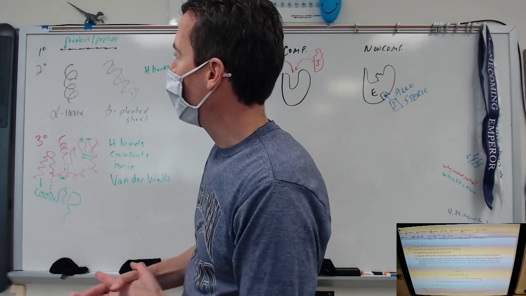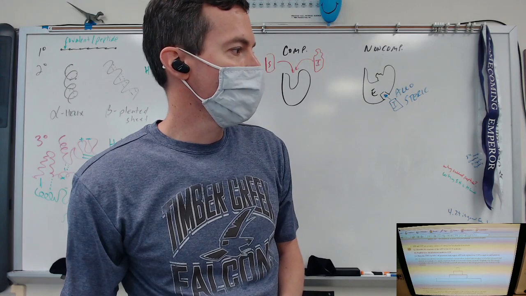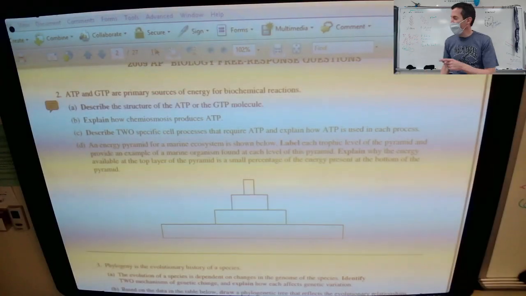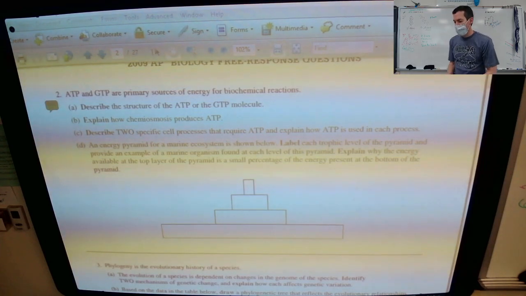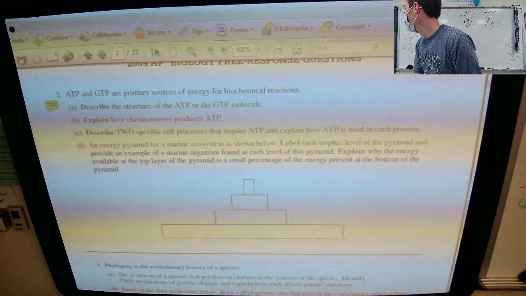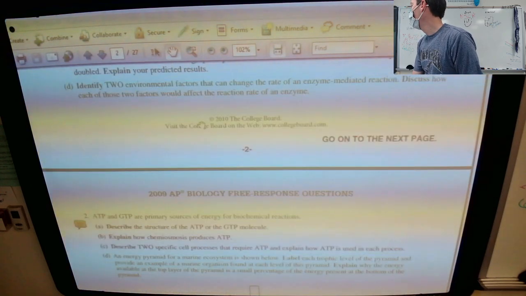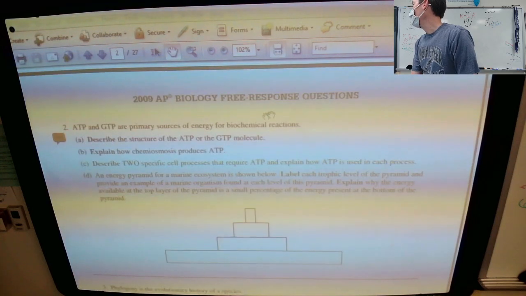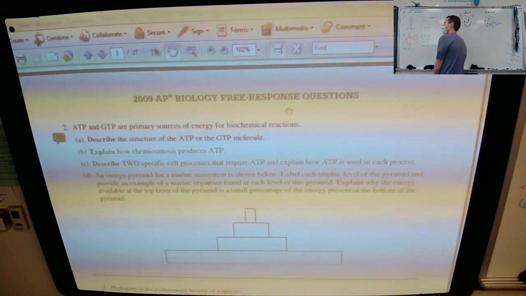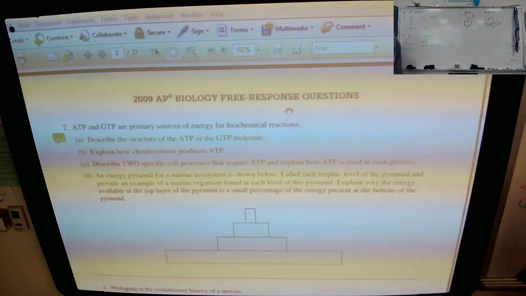All right. So I've got another question for you. If you have that document pulled up, then it's going to be right after the last one we did. So it starts off on page 1 here. And on the top of page 2 is a question from 2009, number 2. So back in the day, this was a 10-point question.